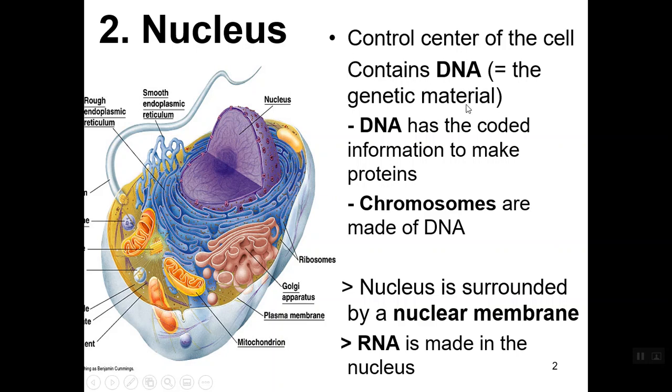This contains the DNA. And again, DNA, we'll talk more about this later, but this is the source of information to make proteins. All the chromosomes you have are all in the nucleus. They're all made of DNA as well. The nucleus itself has a membrane. In fact, most of the organelles that we're going to talk about today also have their own membrane. And by the way, RNA is made in the nucleus, which is the other nucleic acid.